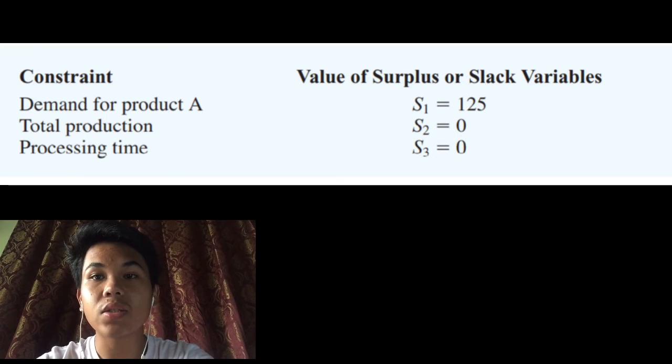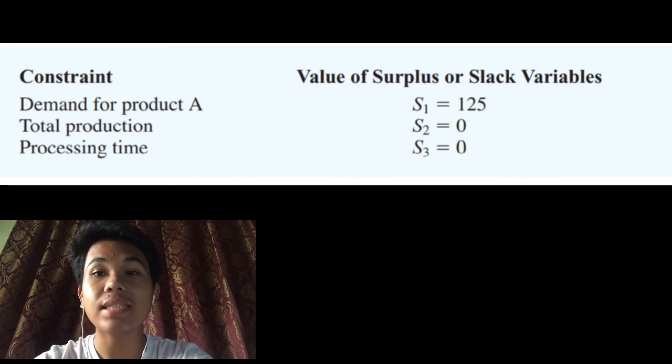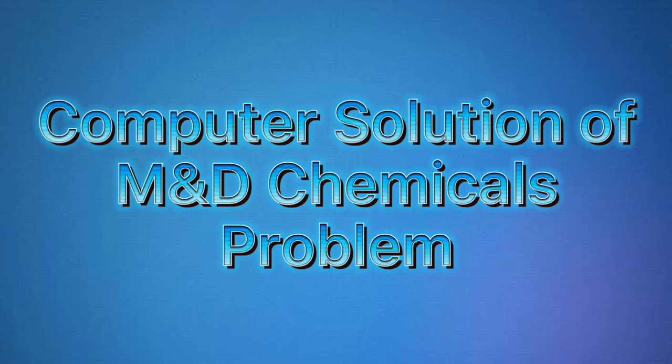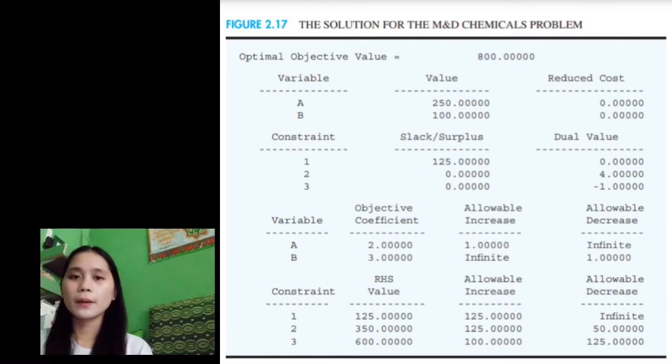The values of the surplus or slack variables are S1 equals 125, S2 is 0, and S3 is 0. The M&D chemicals problem has been solved by computer. Figure 2.17 depicts the best solution to M&D. The best minimum cost solution produces an objective function value of 800. According to the computer report, the decision variables suggest the lowest cost solution is 250 gallons of product A and 100 gallons of product B.